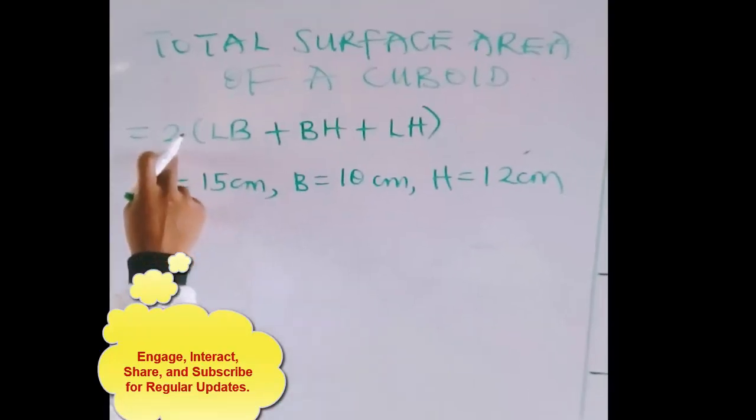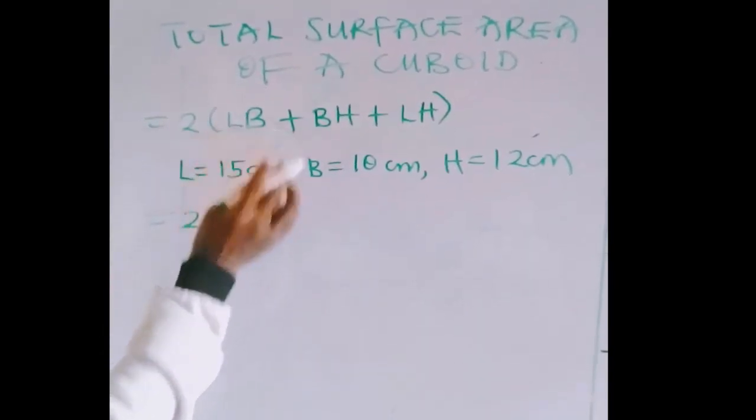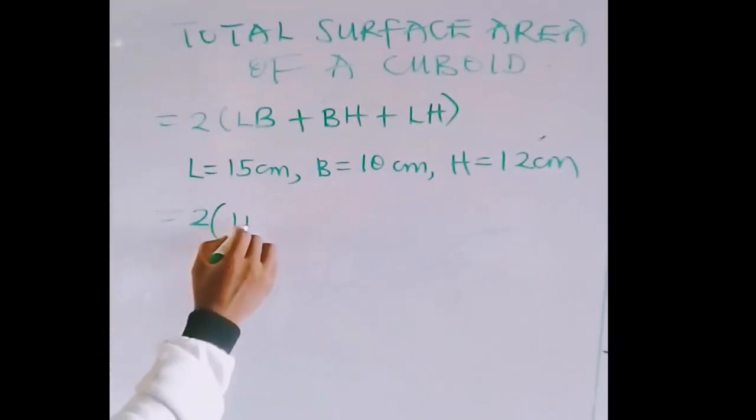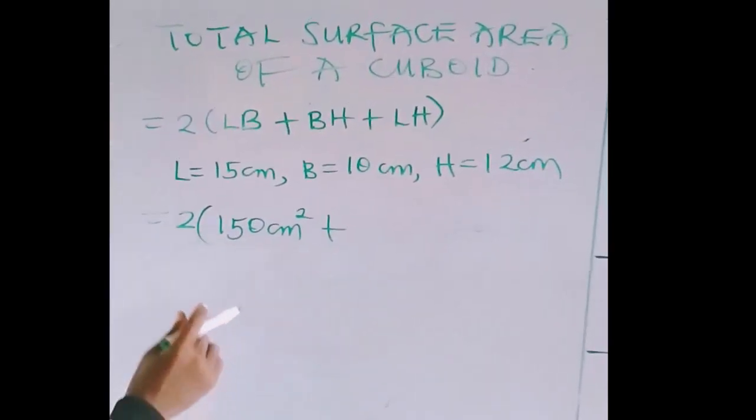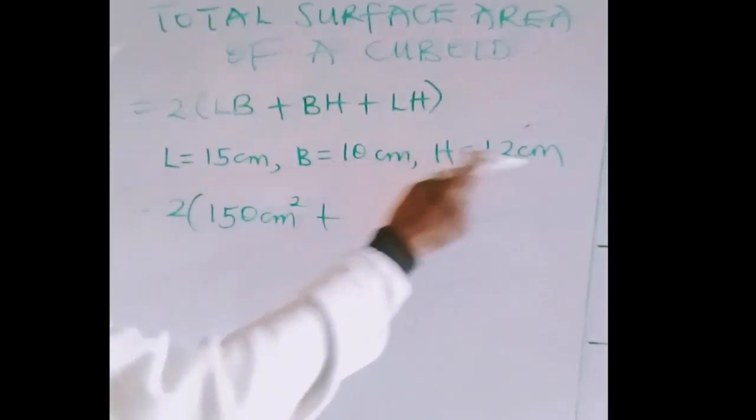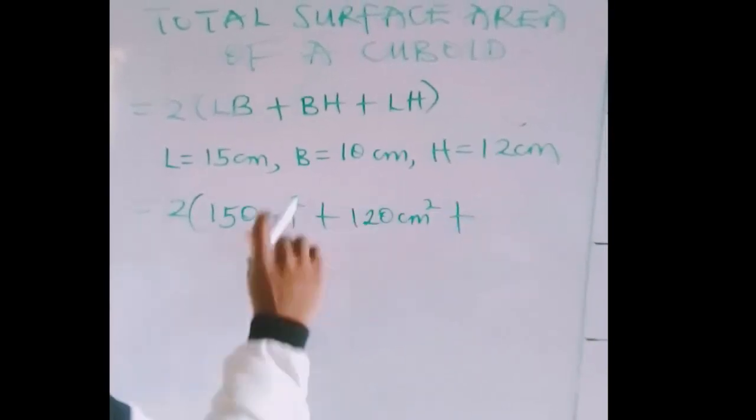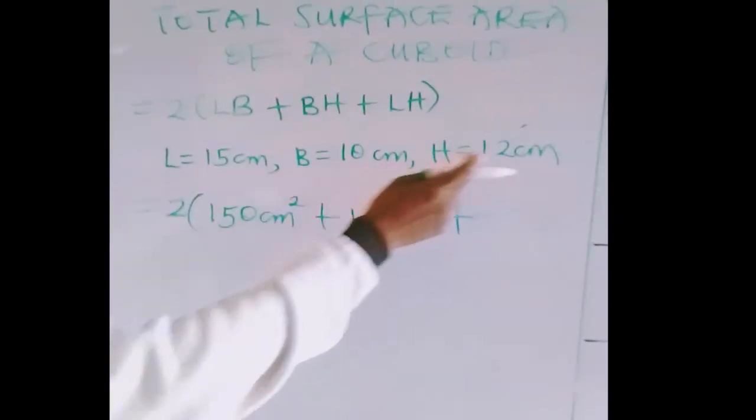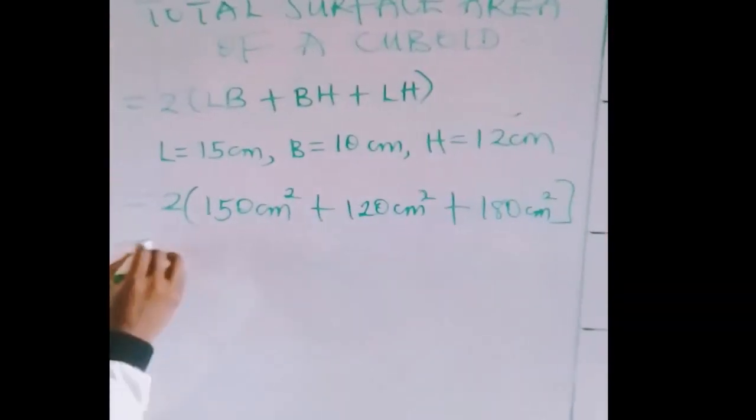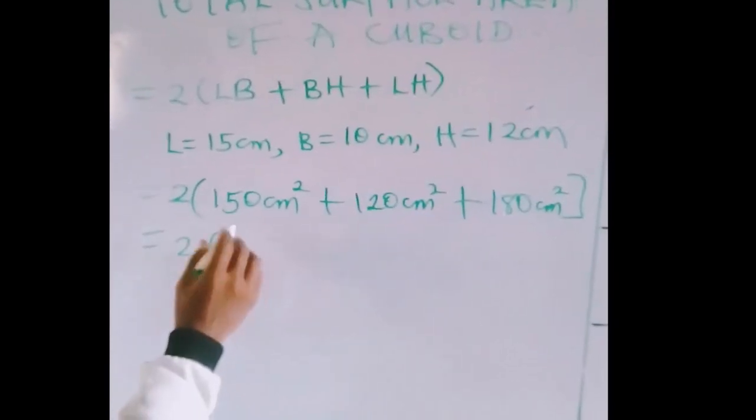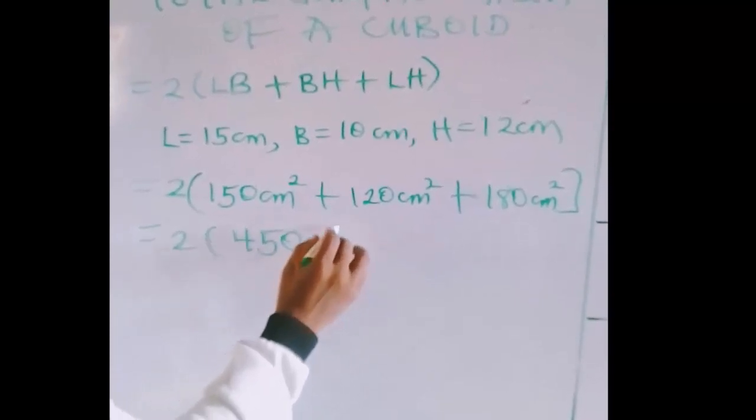Now the formula is 2 into length times breadth plus breadth times height plus length times height. So length multiplied by breadth, that is 15 multiplied by 10, and that will give me 150 centimeters square, plus breadth and height, that is 120 centimeters square, plus length and height, that is 15 multiplied by 12, and that will give me 180 centimeter square. Now by the time I add these three together, that is 150 plus 120 plus 180, that will give me 450 centimeter square.